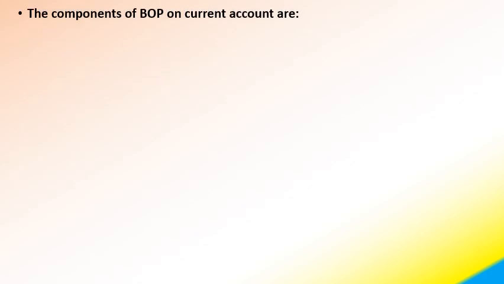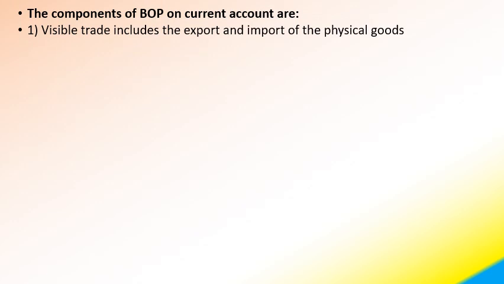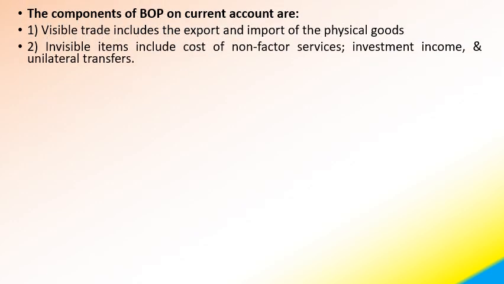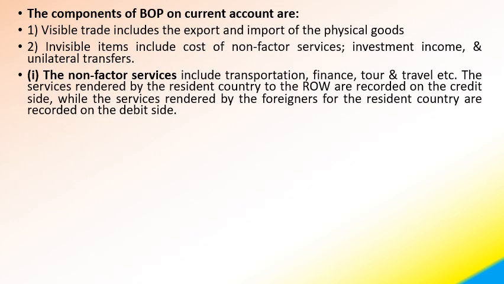The components of current account BOP. As we discussed, it includes the export and import of physical goods, that is, visible items. Invisible items include the cost of non-factor services, investment income, and unilateral transfer. Unilateral transfer means one-sided payment, that is remittance, donation or gift. These come under unilateral transfer. Now non-factor services include transportation, finance and travel; those are the invisible items.